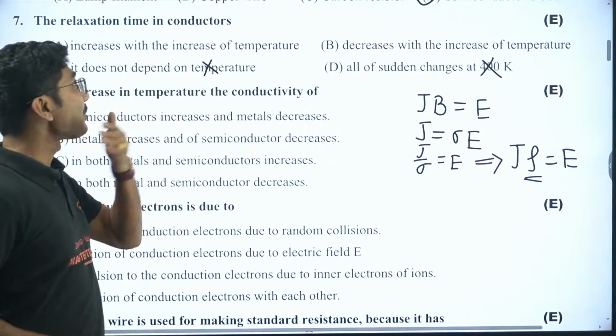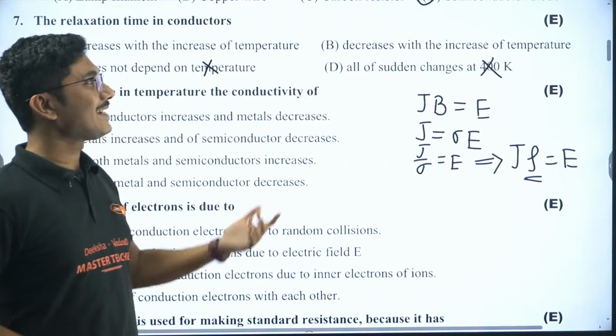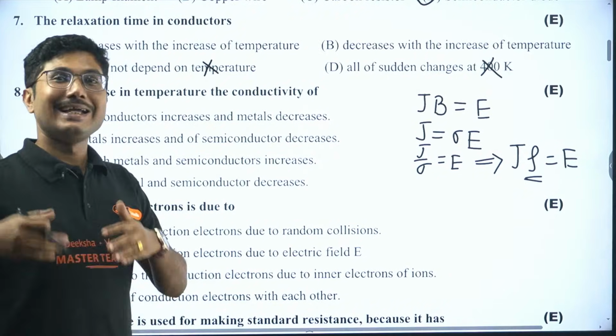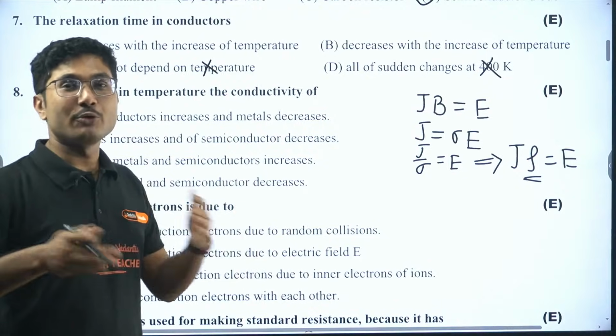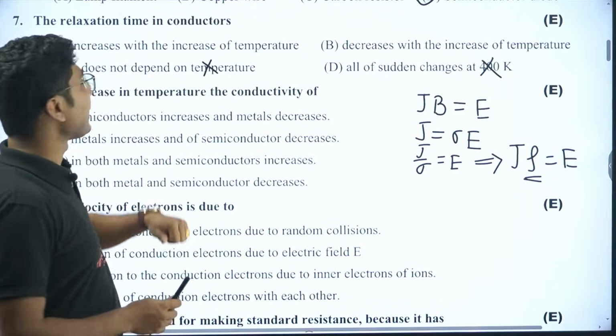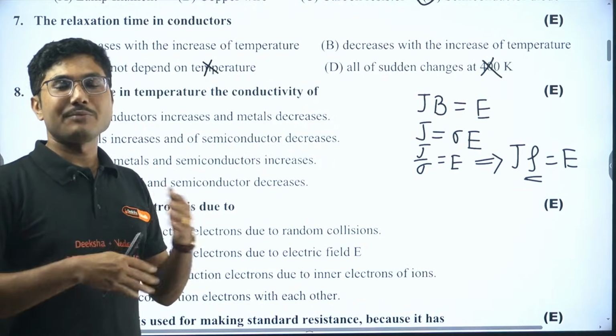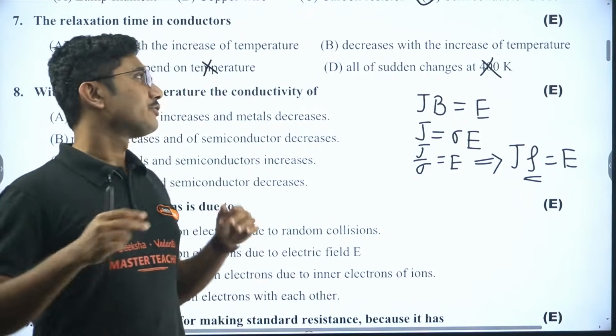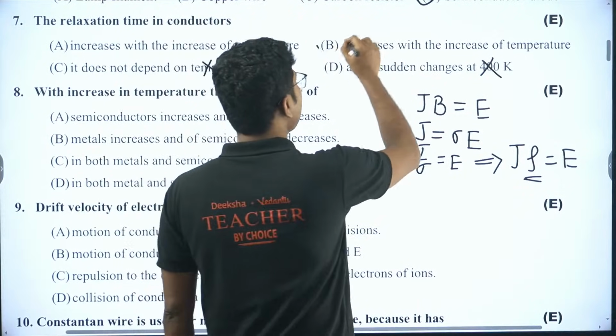So as the temperature increases, the relaxation time of conductors also decreases. It does not increase, it decreases because they collide faster. If you increase the temperature, the collisions become more frequent and the time between two collisions is reduced. So that's why the relaxation time is decreased.